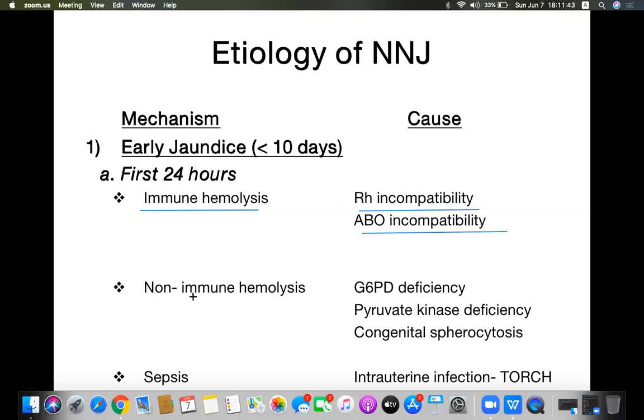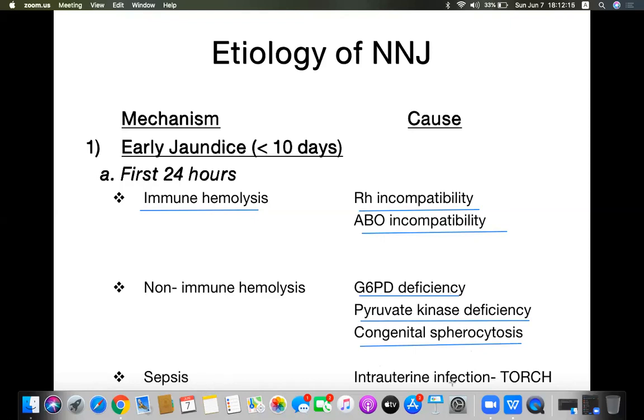Now, another cause of jaundice in the first 24 hours of life is non-immune hemolysis. Look at these hemolytic anemias: G6PD deficiency, pyruvate kinase deficiency, and congenital spherocytosis. You can list some other hemolytic anemias as well. G6PD deficiency is an X-linked recessive disorder, so this is seen only in male babies. Never forget this point, only in male babies.